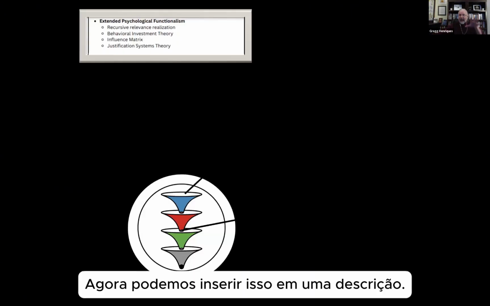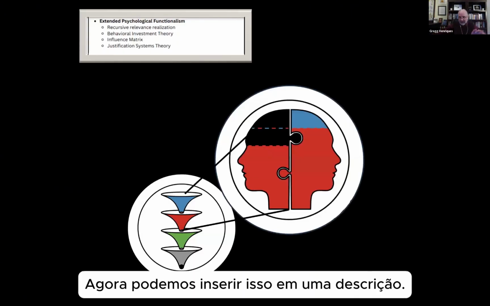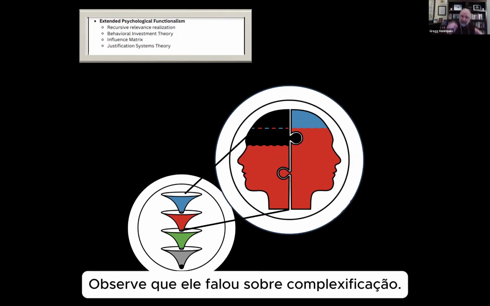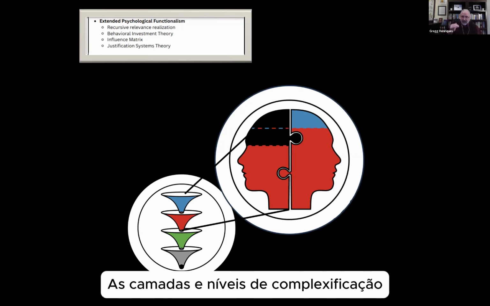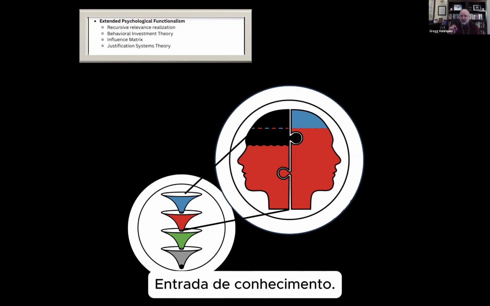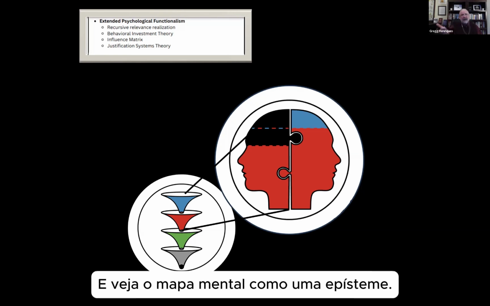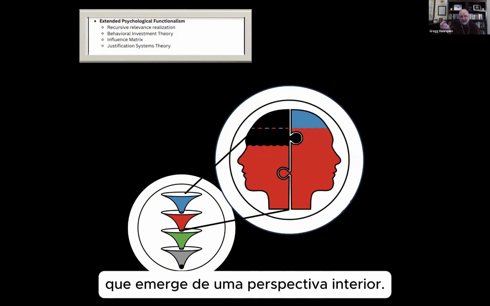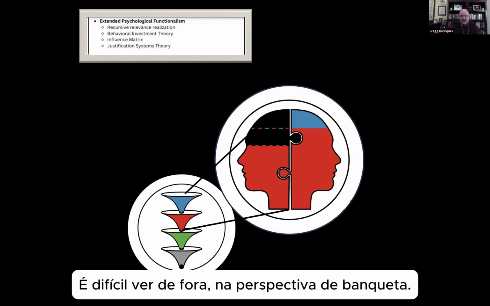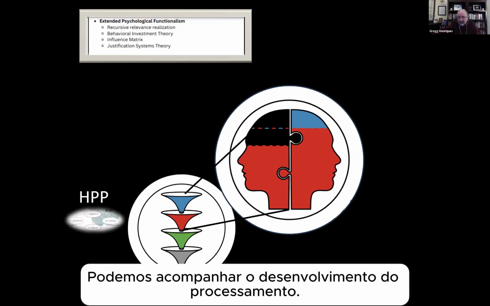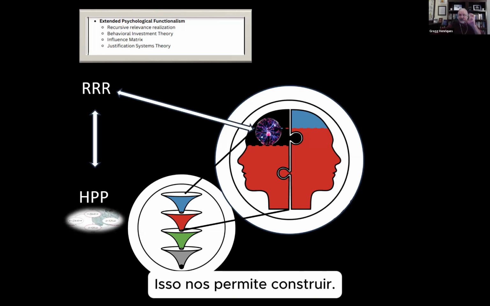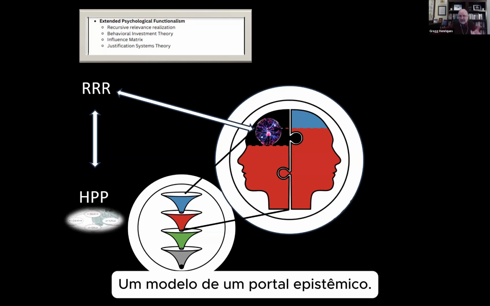Now, we can place that inside of a descriptive metaphysics, understand both tree of knowledge and languaging that enables us to see the layers. He talked about complexification. The layers and levels of complexification come alive with periodic table behavior and tree of knowledge. We can now map that on a map of mind and see the map of mind as an epistemic perspectival portal that emerges from an interior perspective, as to why it's difficult to see from the outside vantage view. We can track the development of processing from hierarchical predictive processing into recursive relevance realization that enables us to build a model of an epistemic portal inside of mammals into human beings.